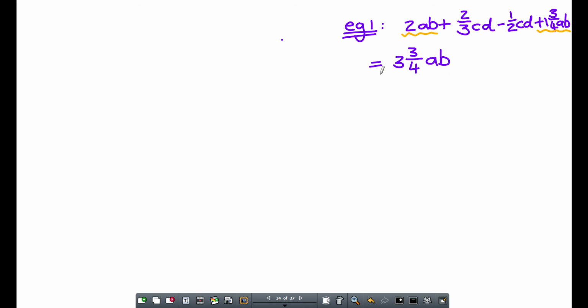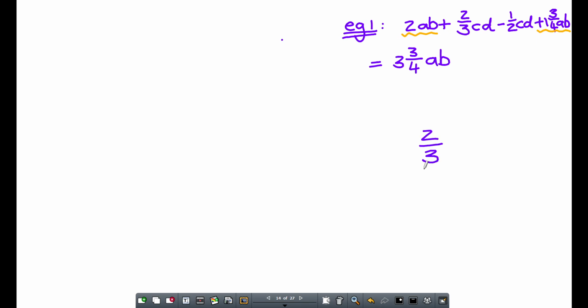Okay. Now, the remaining two have both got CD as an unknown. So I've got 2/3 CD minus a half CD. So they are like terms, and what would that then give me? 2/3 minus a half. Let me just quickly show you. Yes. Okay, so he said minus 1/6, but sorry, not minus, just 1/6. But how did I do that?